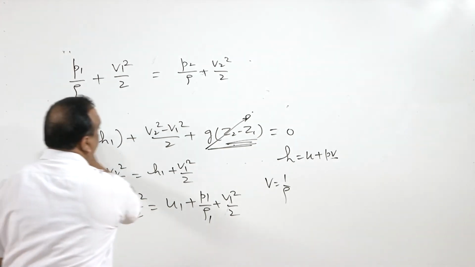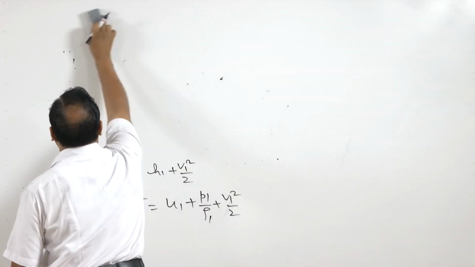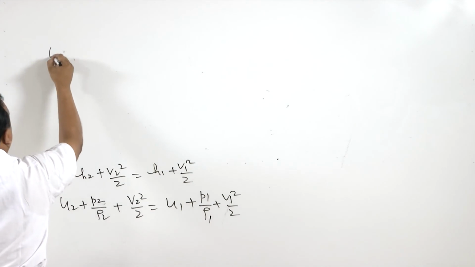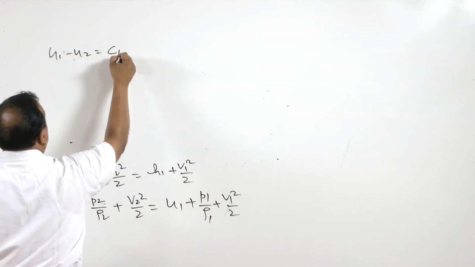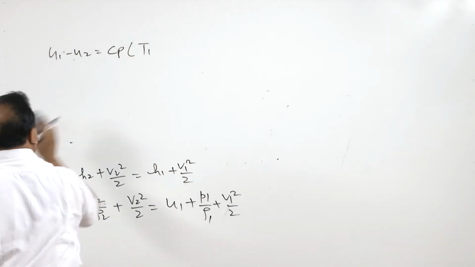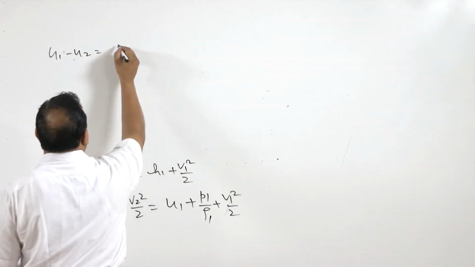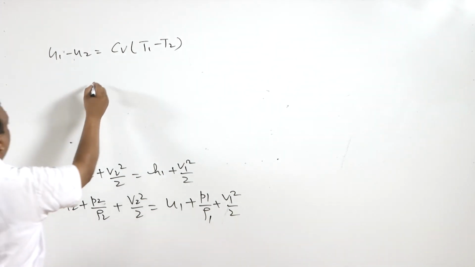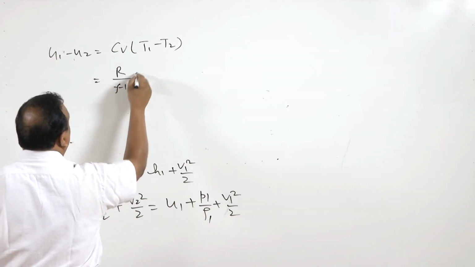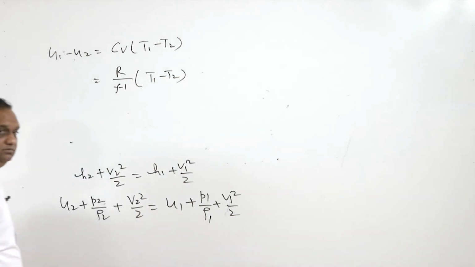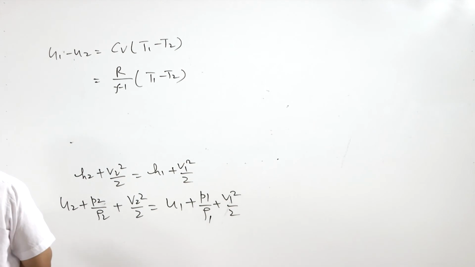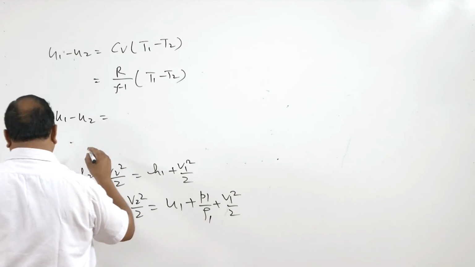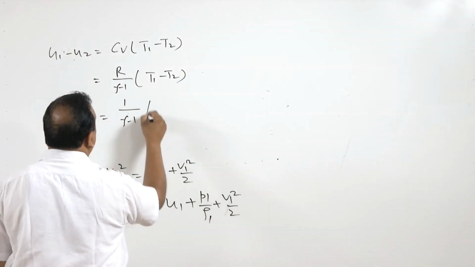Now, if we take U2 and U1 into consideration, then U1 minus U2 is equal to Cp T1, sorry, Cv (T1 minus T2). And Cv (T1 minus T2) is R by gamma minus 1 (T1 minus T2). Right? So U1 minus U2 is equal to 1 by gamma minus 1 R T1.